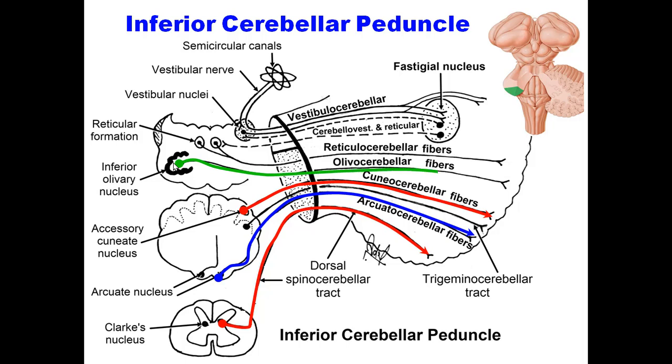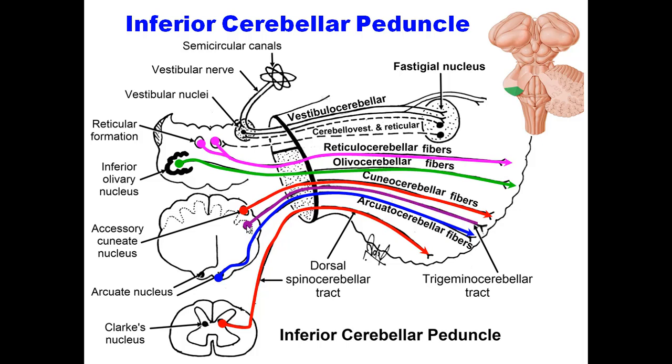Olivocerebellar fibers from the inferior olivary complex to the cerebellum of the opposite side. It carries motor information from the cerebral cortex and the basal ganglia and the sensory information from the spinal cord to the cerebellum. Reticulocerebellar fibers carry information from the reticular formation to the cerebellum, and these fibers are similar to the olivocerebellar fibers in carrying motor information from the cerebral cortex and sensory information from the spinal cord to the cerebellum.